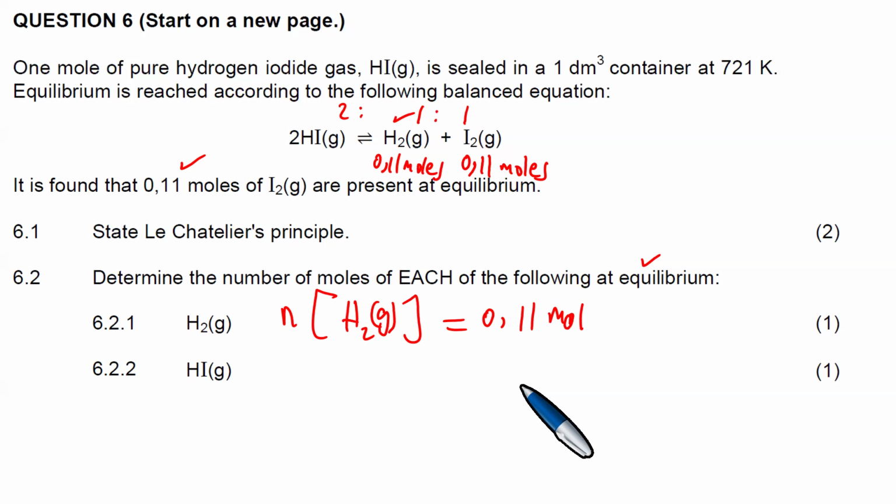Because change means used up, right? Change means used up. So is it going to be a different value from 0.11? Yes, it's going to be different from the 0.11. Okay. Can you please explain the difference between the moles at equilibrium and the change?